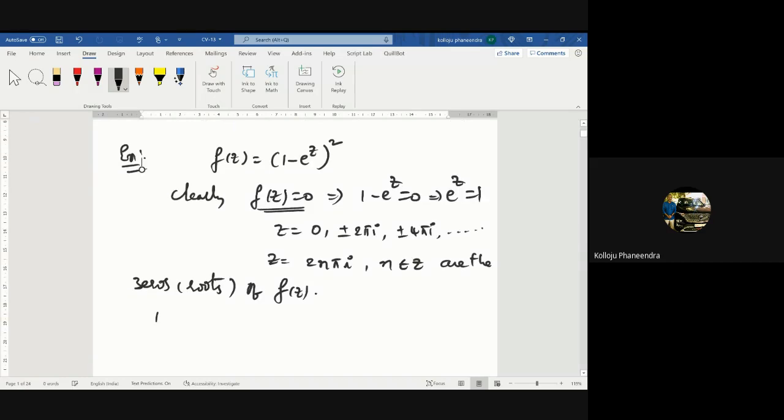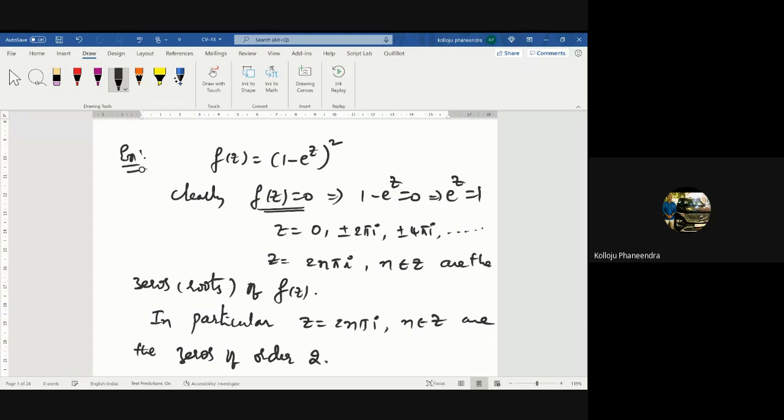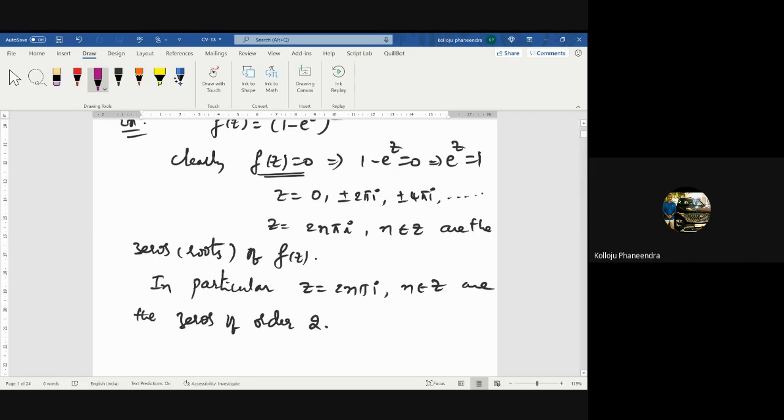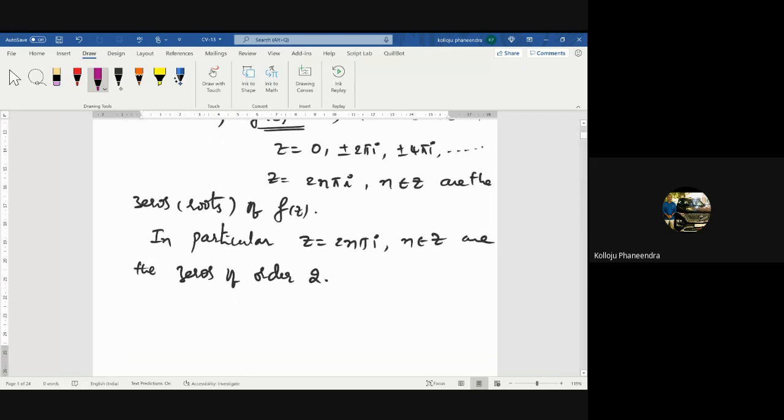And in particular, z equals 2n pi i, n belongs to Z, are the zeros of order 2. Why? Because the whole square is there, the roots are repeated 2 times. That is, they are zeros of order 2.